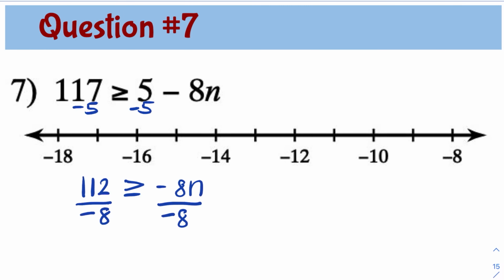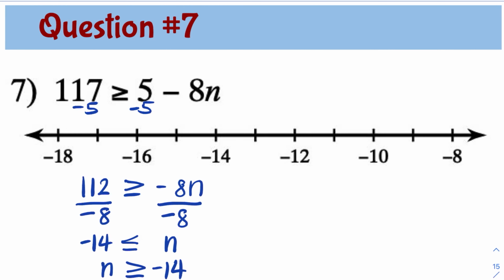112 divided by negative 8 is negative 14. Negative 8n divided by negative 8 is just n. And again, remember that when you're dividing by a negative, we need to switch the inequality sign. So now we have negative 14 is less than or equal to n. Rewriting this so that n is on the left side, this is the same thing as n is greater than or equal to negative 14.